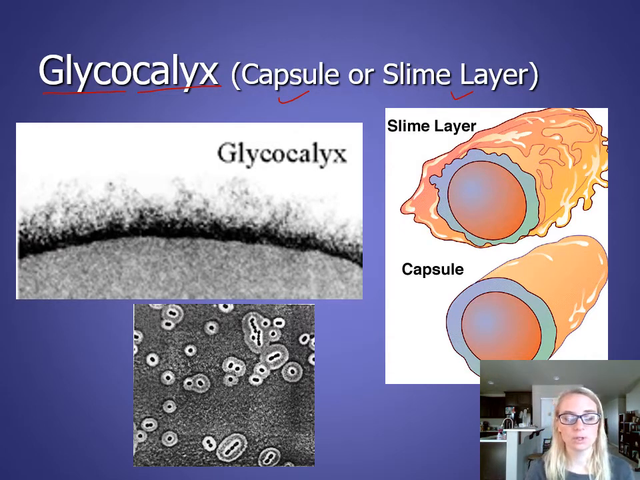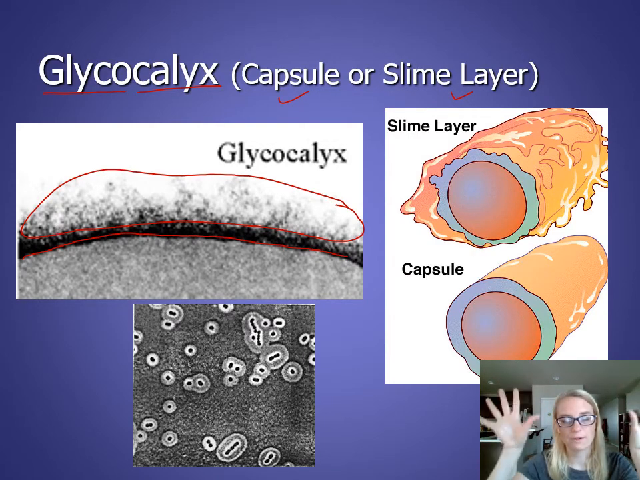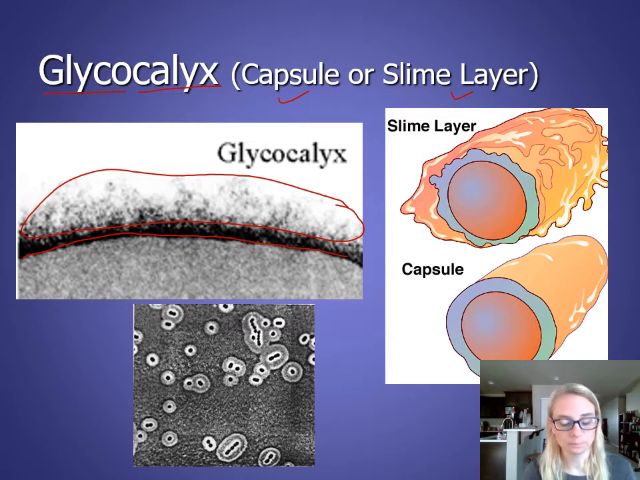So here, this first picture is showing an electron micrograph. So the plasma membrane and the cell wall would be right here. That's the dark line. And then all of this stuff right here, all of that would be the glycocalyx, this stuff that's kind of sticking off the outer part of the cell wall.